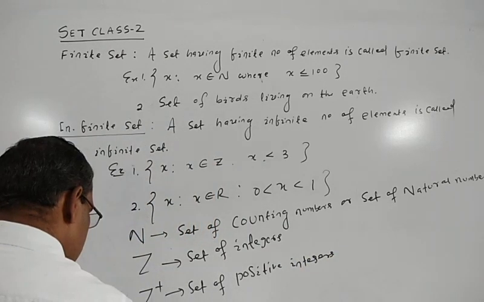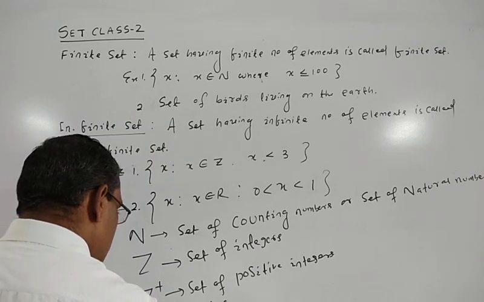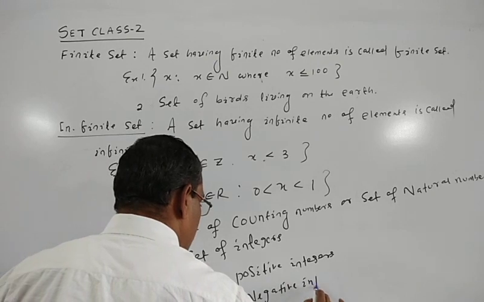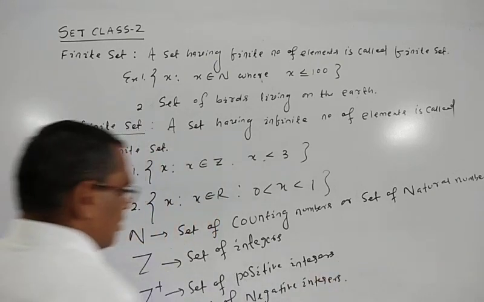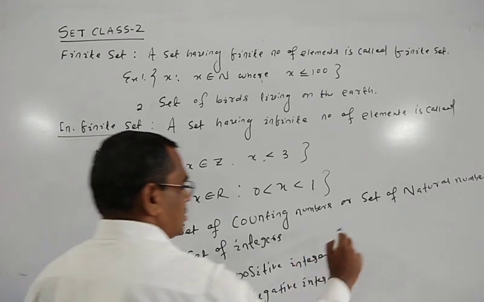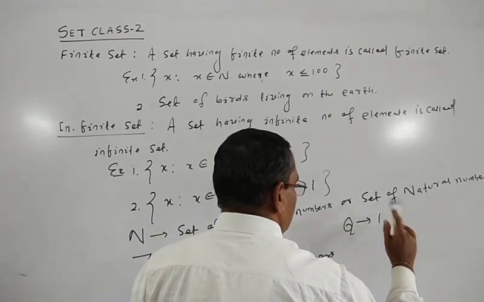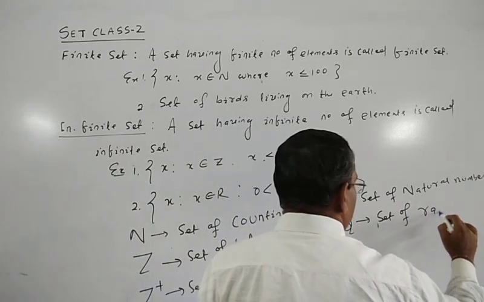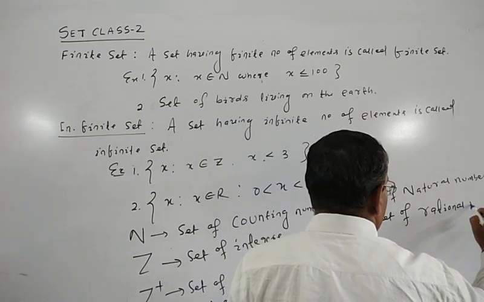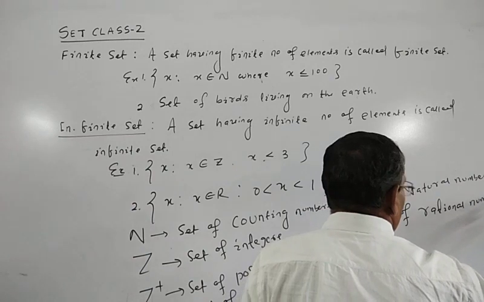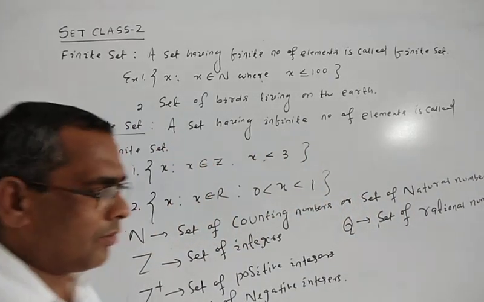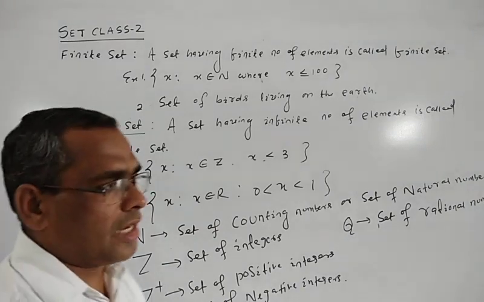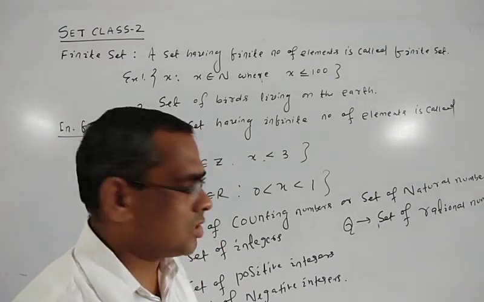Z minus, set of negative integers. Okay. Q set, set of rational numbers, for example 1 by 2, 1 by 3, 1 by 4, 1 by 5, 2 by 7, 8 by 9. So these are rational numbers.